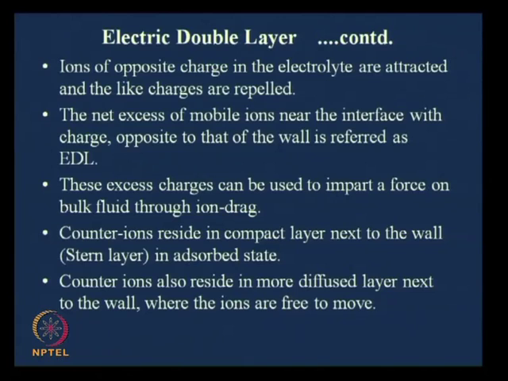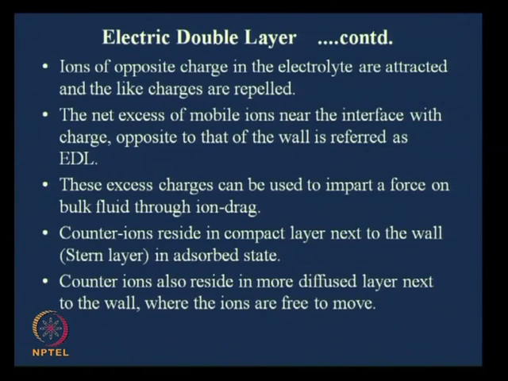These excess charges can be used to impart a force on bulk fluid through ion drag. The counter ions reside in a compact layer next to the wall, which is referred to as the Stern layer, that is in an adsorbed state, and counter ions also reside in a more diffuse layer next to the wall where the ions are free to move.